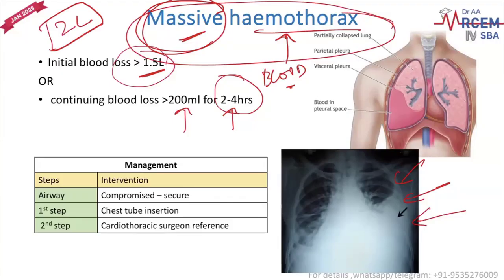Next thing is how to manage it. First thing, if airway is compromised, deal with the airway because airway comes before breathing. In breathing comes the massive hemothorax. The treatment for massive hemothorax is placing a chest tube. If more than 1.5 liters is drained, clamp it. Next thing is to involve the cardiothoracic surgeon. Sometimes intervention might be required, sometimes it might be conservative, depending on what kind of injury the patient is having. If it's an arterial bleed, then obviously cardiothoracic intervention will be required. If it is a venous bleed, it usually stops on its own. Nothing much is required to be done.